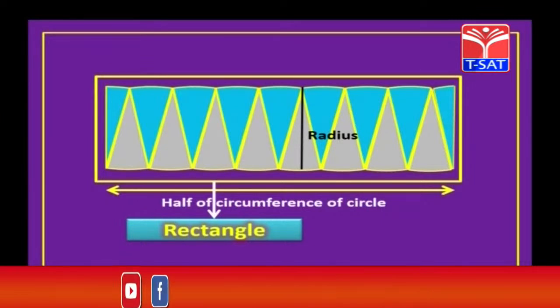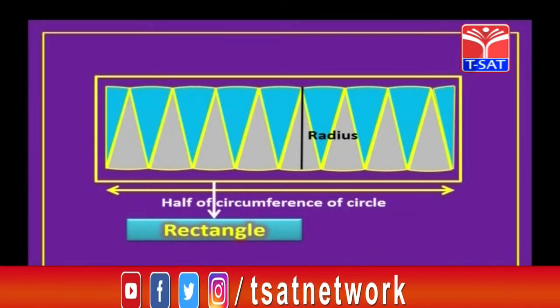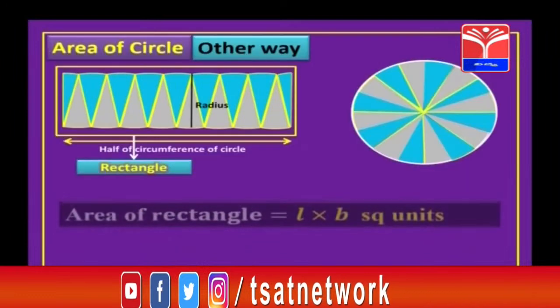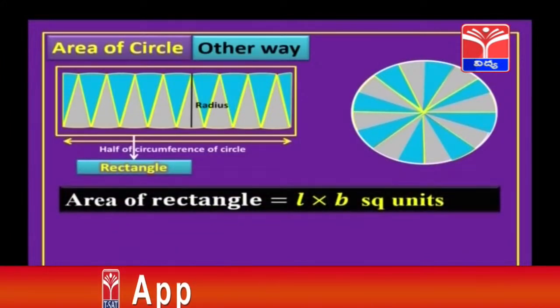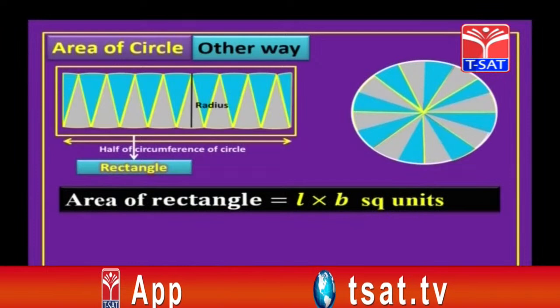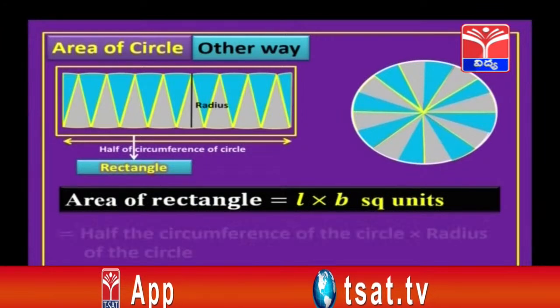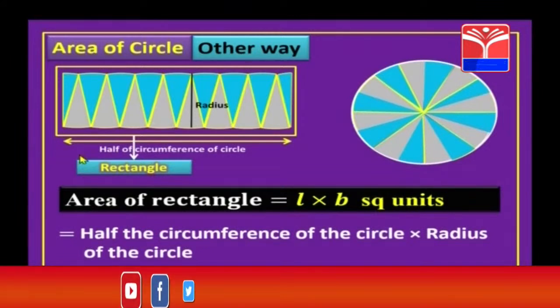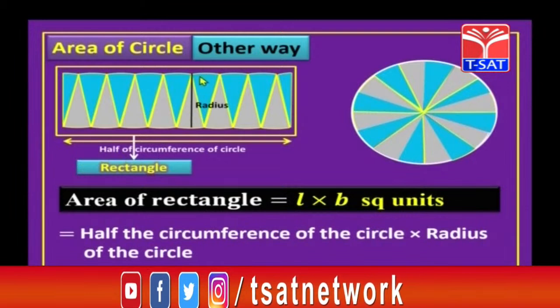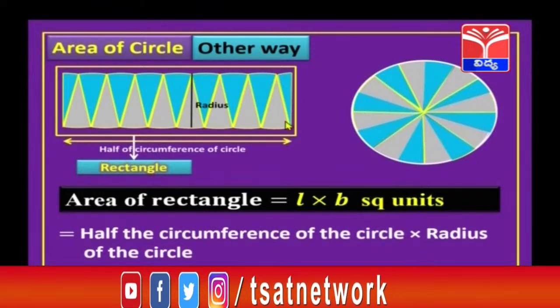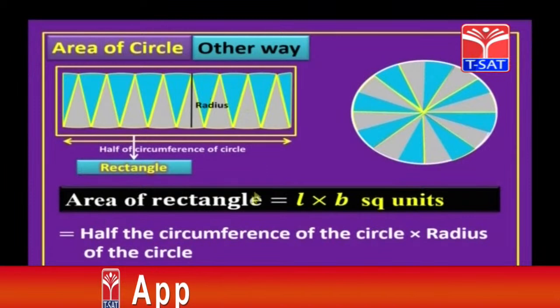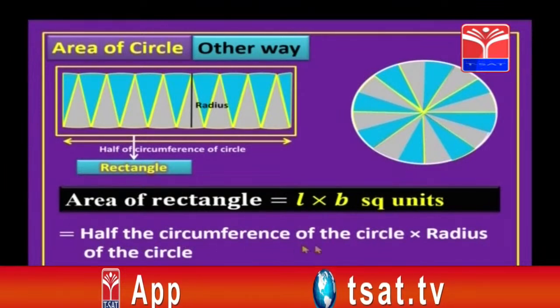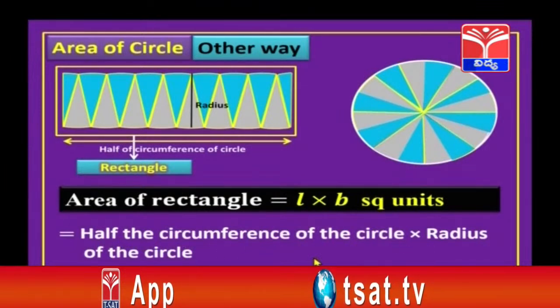Now using this concept of rectangle, let us see how we can find the area of a circle, children. Let's see. So we know that area of rectangle is given by length into breadth square units, right, children? But here what is the length, children? Yes, you can see that here the length of the rectangle is half of circumference of circle, and here breadth is nothing but the radius of the circle. This is the breadth, right? This is the radius of the circle. So we have written it as half the circumference of the circle into radius of the circle.